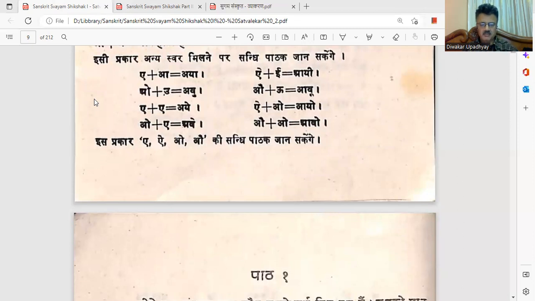Other combinations can be A and A, Aya. O plus U, Avu. A plus A, Aye. O plus A, Ave. I plus E, Ai. O plus U, Avu. I plus O, Ayo. O plus O, Avo.